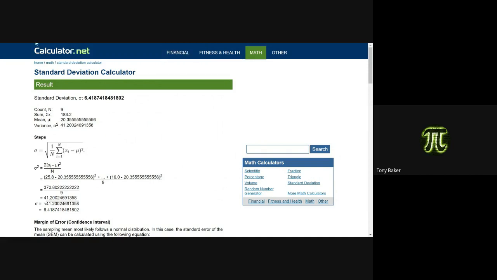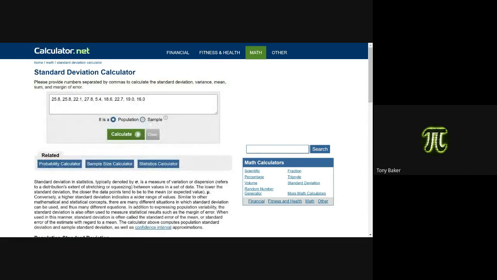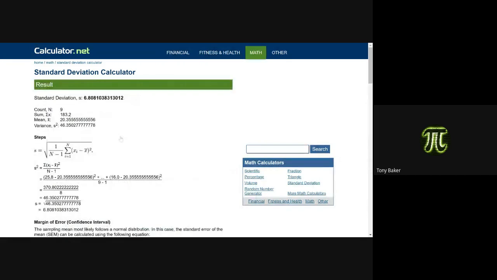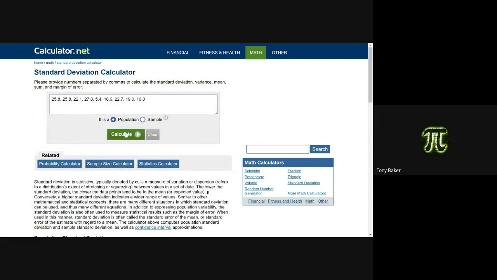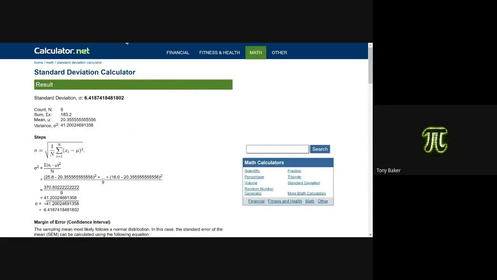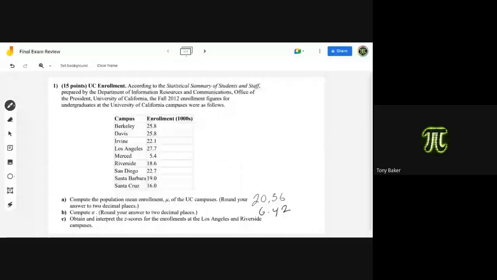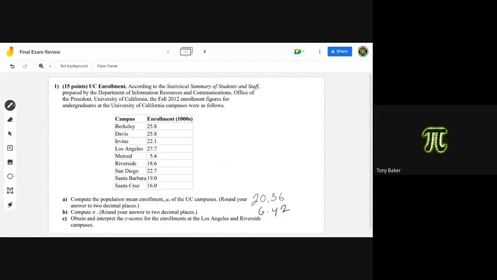So if you were to mess this up and then click sample, you'll notice that the mean still is right, but your standard deviation is wrong. So just be careful and make sure you have the population selected for that one. All right, any questions with finding mean and standard deviation? I think for the most part, that's pretty simple. I don't think most of you are going to have trouble doing that.